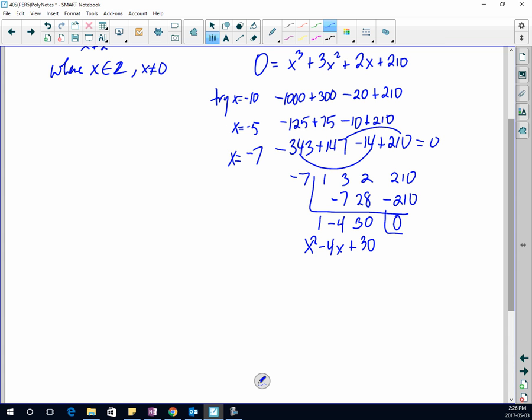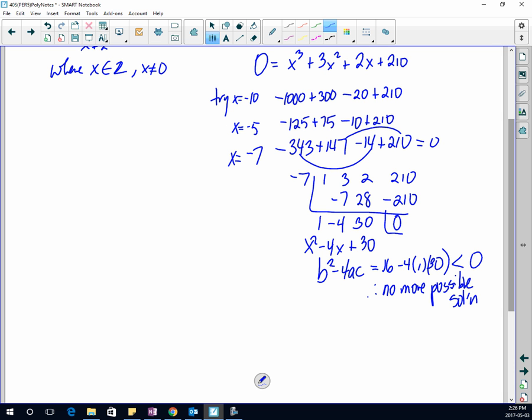1 and 30, 2 and 15, 3 and 10. Well, let's do b squared minus 4ac and see if there's any more. So that would be 16 minus 4 times 1 times 30. By inspection, you can see that it's going to be less than 0. Therefore, no more possible solutions. Again, you have to state that. You have to investigate if there's more. Sometimes I throw in that there is more.